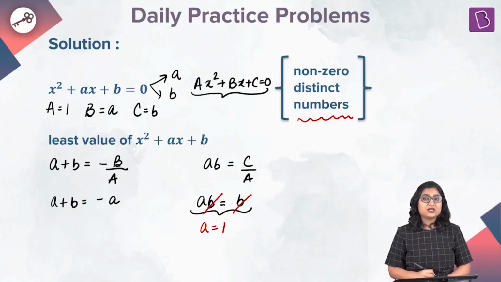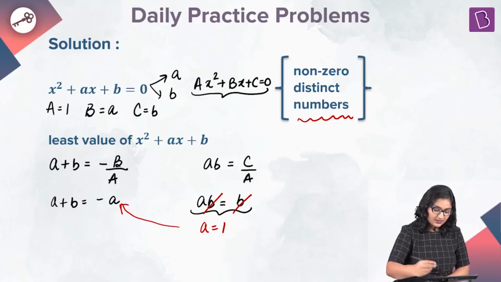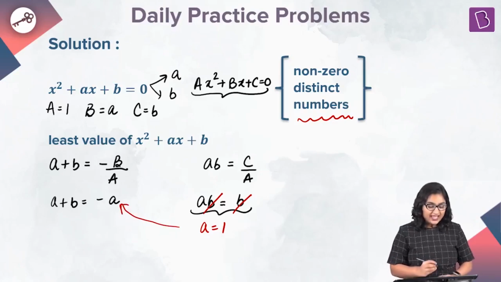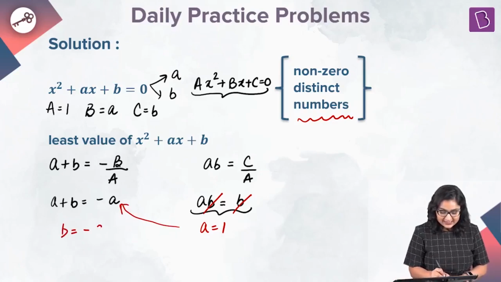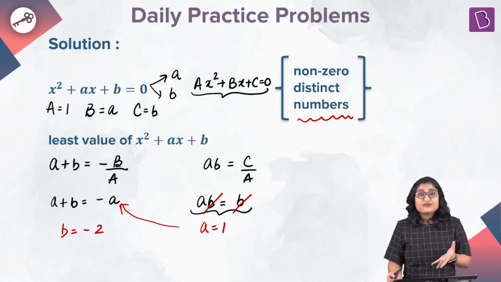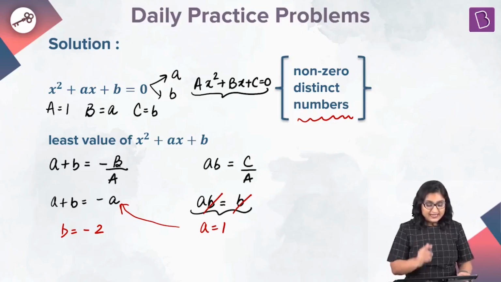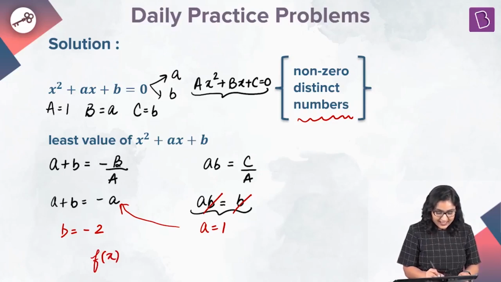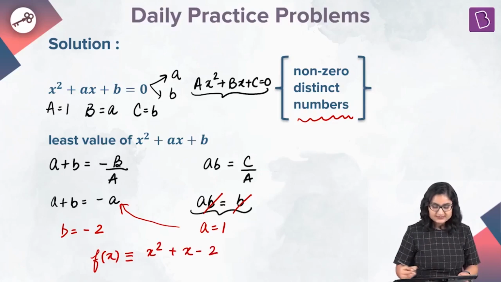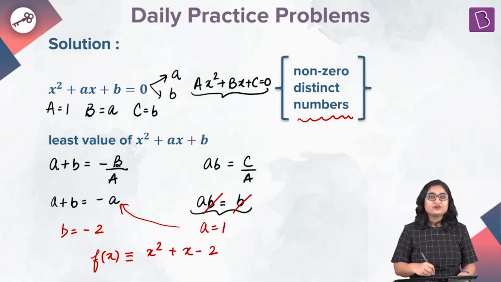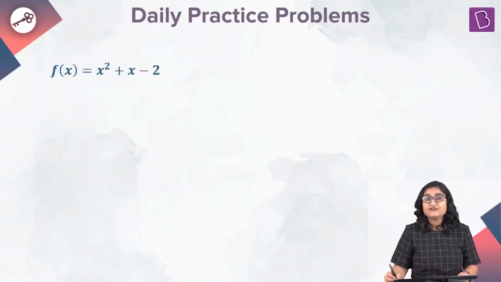So what's the next step? Put the value of a equal to 1 in the other equation here. If we do that, we get the value of b as negative 2. All right. So we have got a equal to 1 and b as negative 2. That means we have got a quadratic polynomial. Let me define it as f of x, and this is defined as x square plus x minus 2. So we have our quadratic polynomial here, which is f of x is equal to x square plus x minus 2.